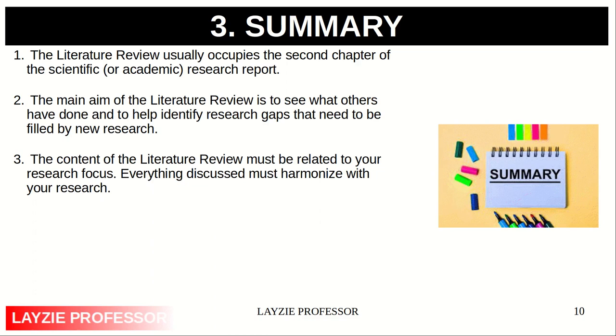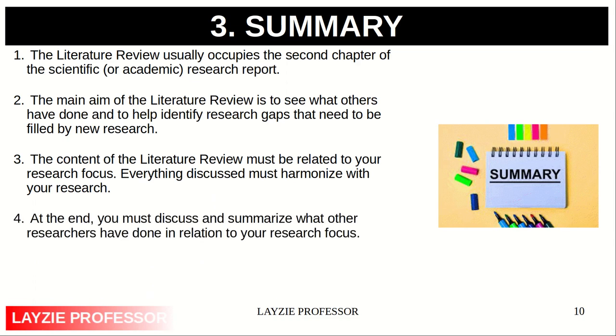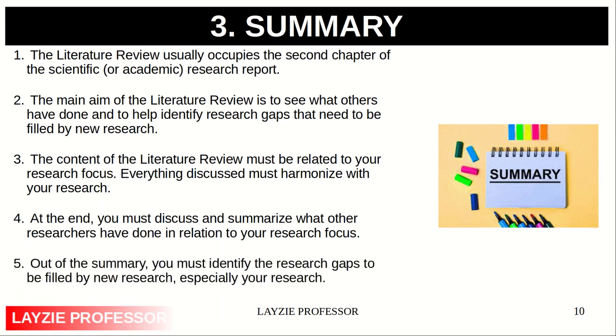The literature review must be focused on that particular area, and everything you discuss in your literature review must harmonize with your research focus. And at the end, you must discuss and summarize what other researchers have done in relation to your research focus, because the summary and the discussions will help you identify what has been done and what has not been done. What has not been done becomes the research gaps, to be filled in by new research, or things that need to be tackled by new research. And then you also describe which of these gaps or things that remain undone your research is tackling or addressing.